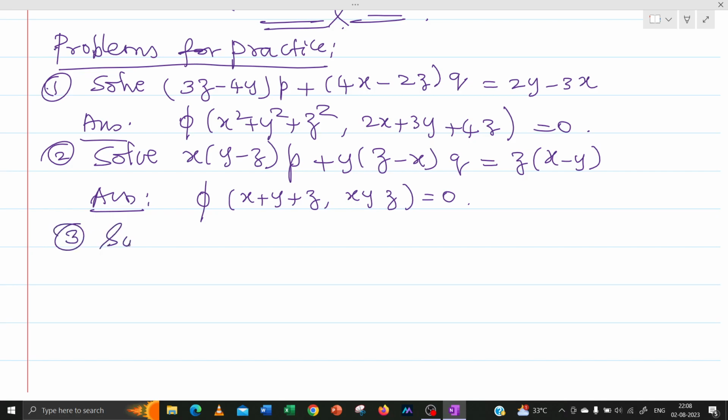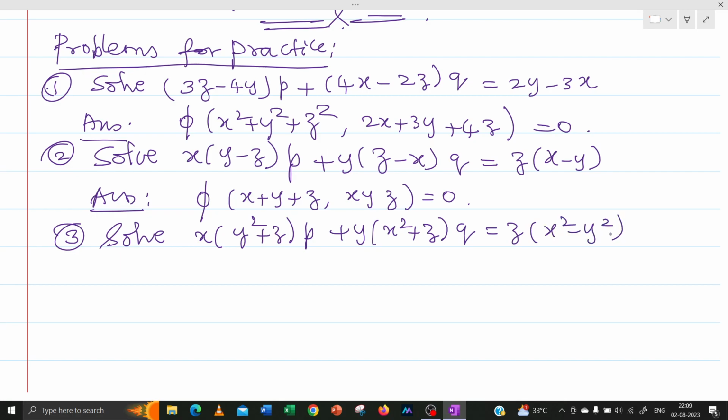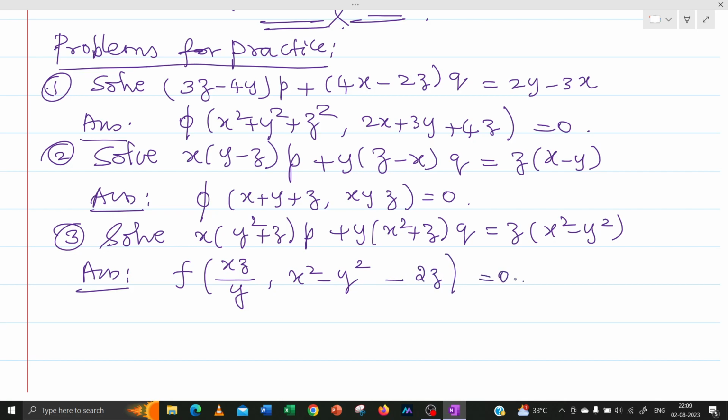Third problem. Solve x into (y square plus z) p plus y into (x square plus z) q equal to z into (x square minus y square). The answer for the problem is f of (xz by y, x square minus y square minus 2z) equal to 0.